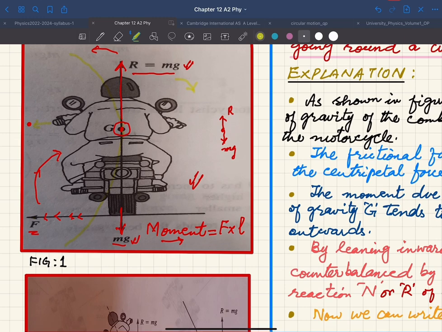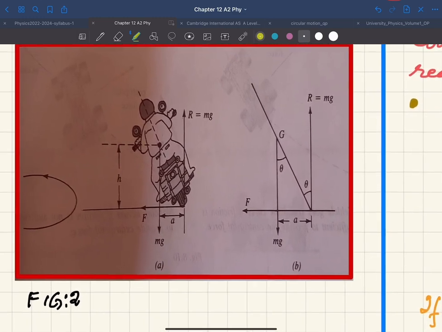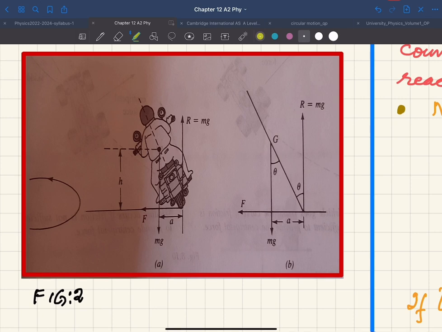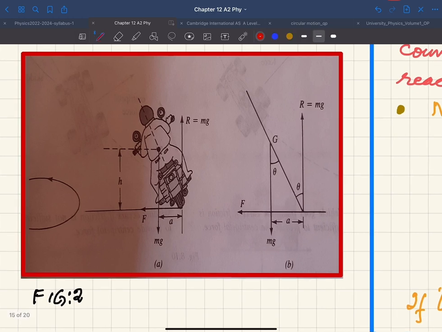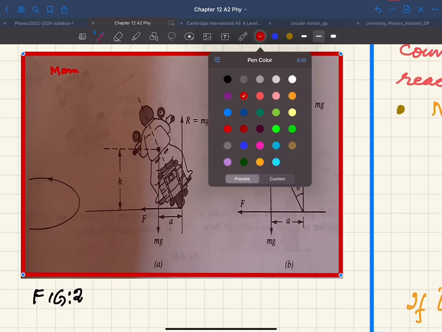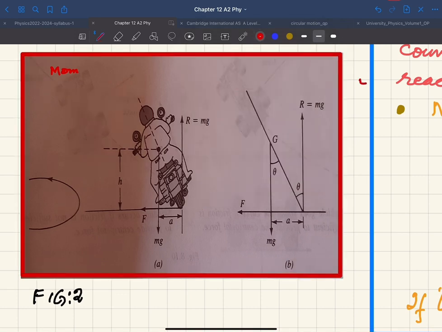So how can you control this effect? In this picture, you can see the motorcyclist is taking a turn while leaning inwards. So what is happening when you lean yourself? Again we have to consider the moment, and moment is nothing but force times the perpendicular distance, moment equals force times L. But initially, in the previous diagram, the only force and perpendicular distance were taking the body away from the center. But when you take a turn and you are leaning, then what is happening?